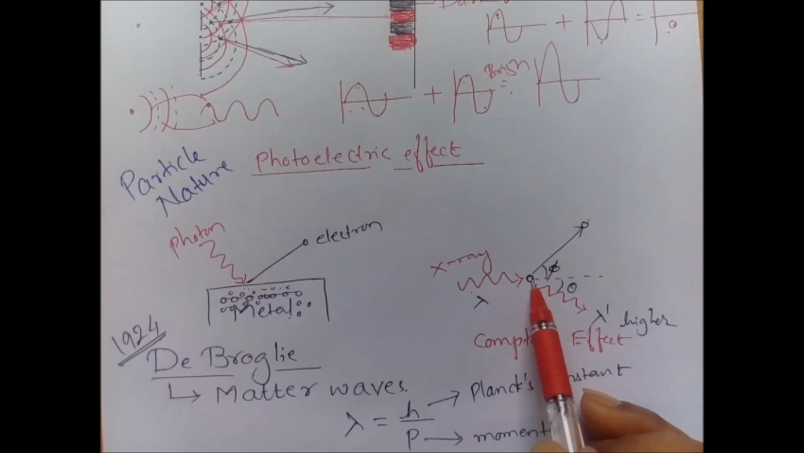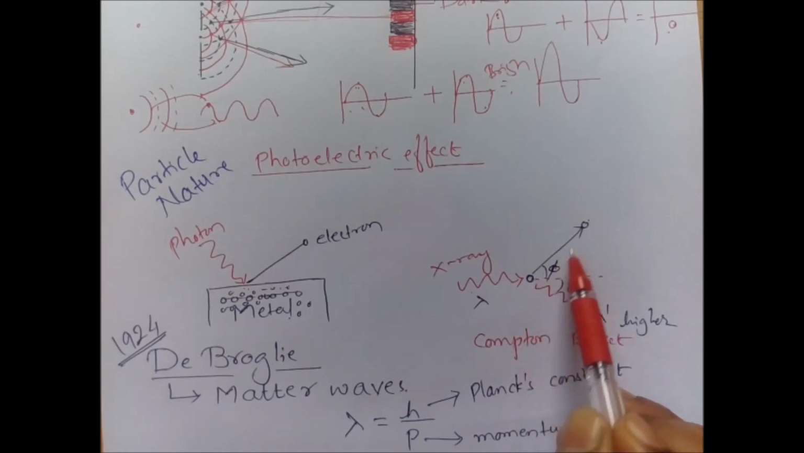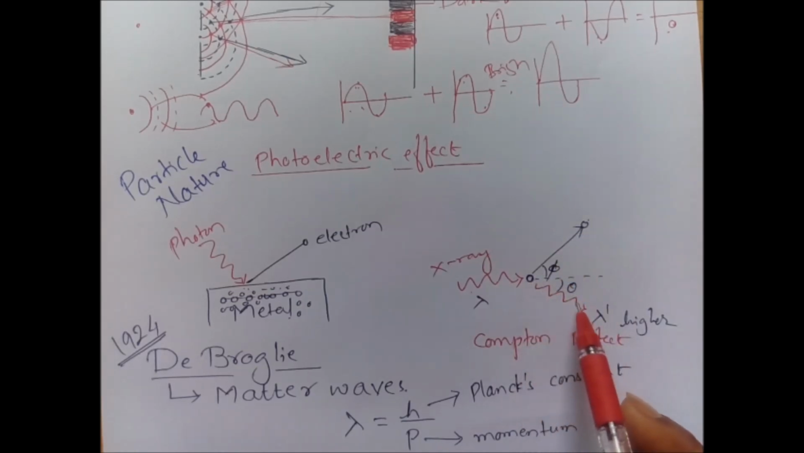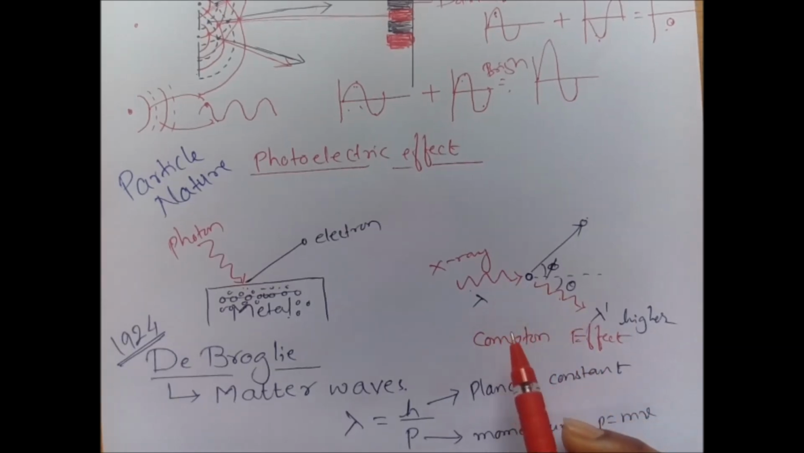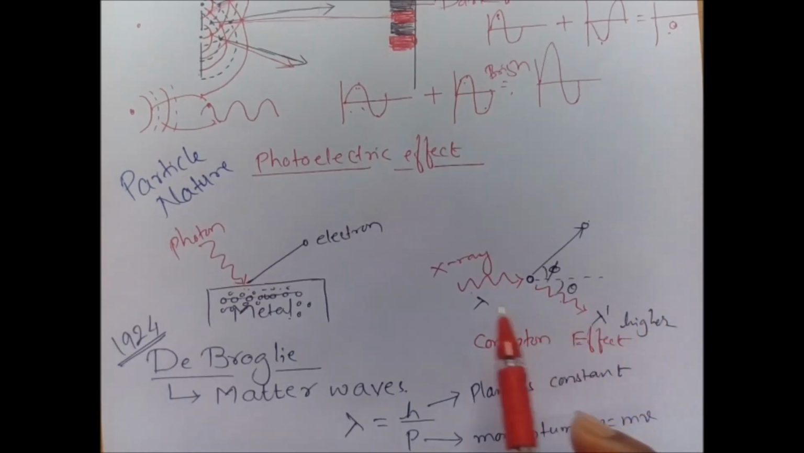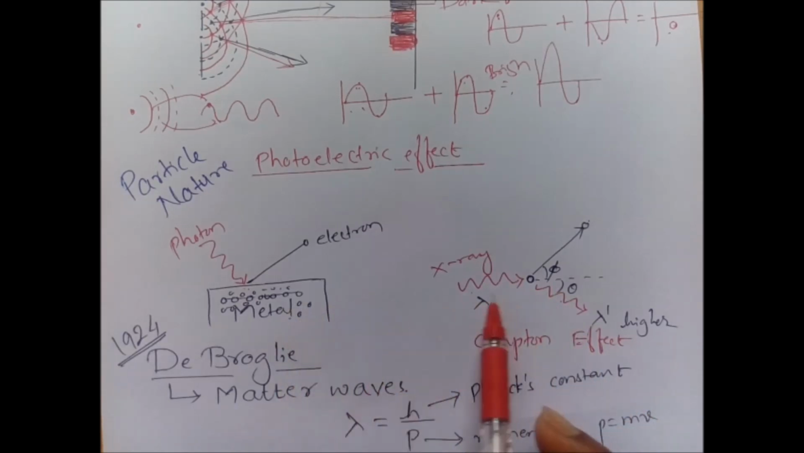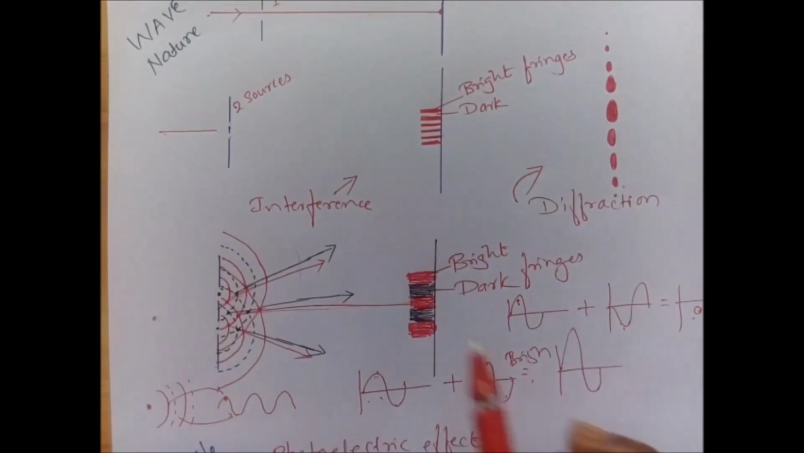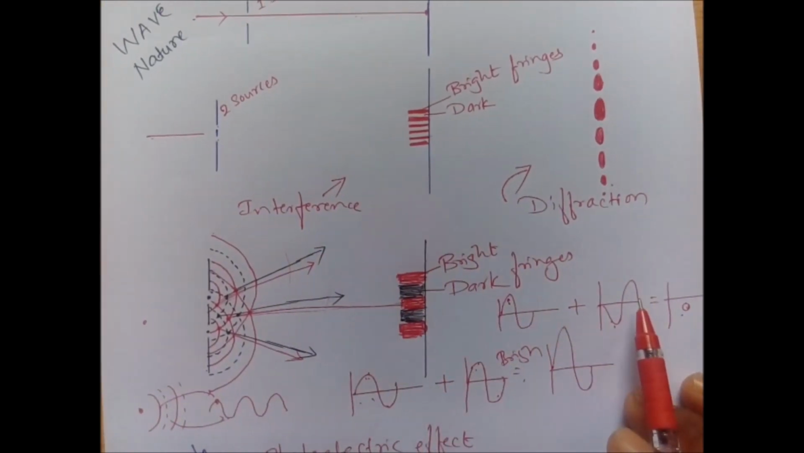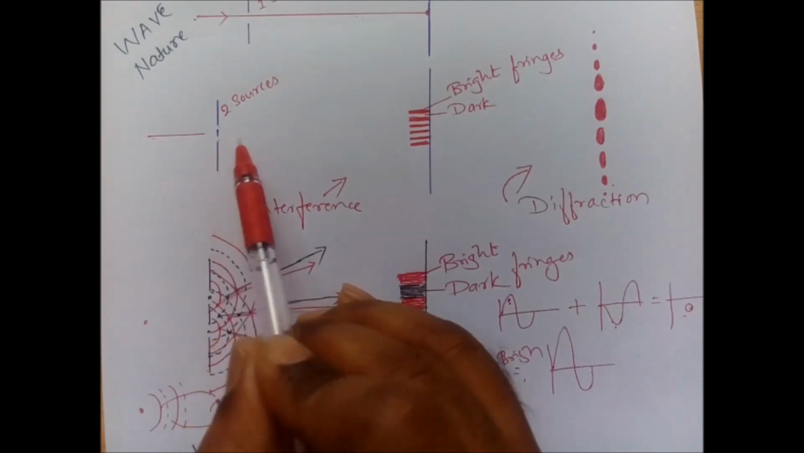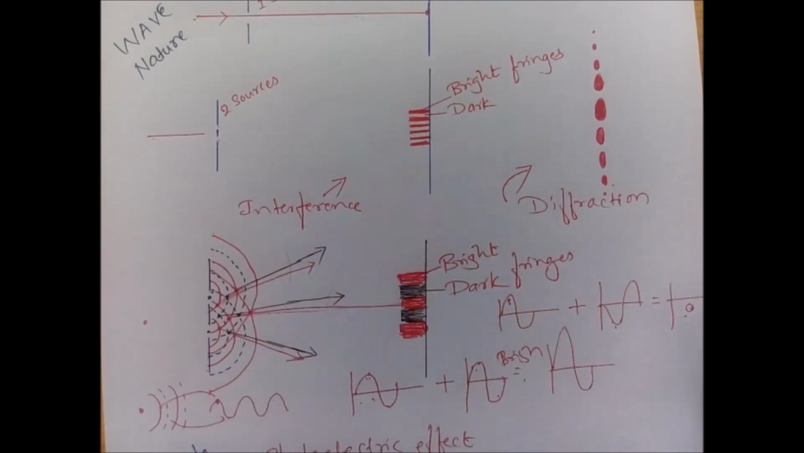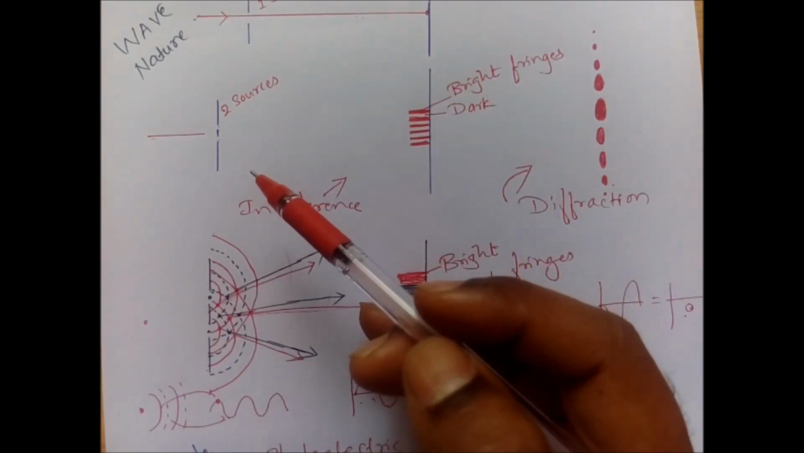So when the photon hits this, this electron is scattered this side with an angle phi, and this photon is scattered this side with the angle theta. This has the higher wavelength, this has the smaller wavelength. These two are the experiments for the particle nature, and these are the experiments for the wave nature. So this is the double slit experiment, or you can take the Newton's ring also.